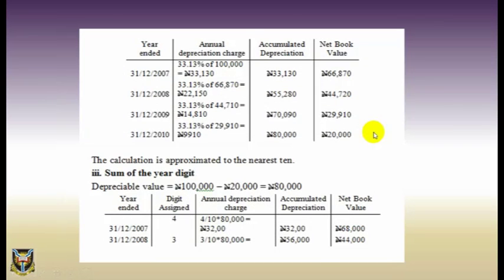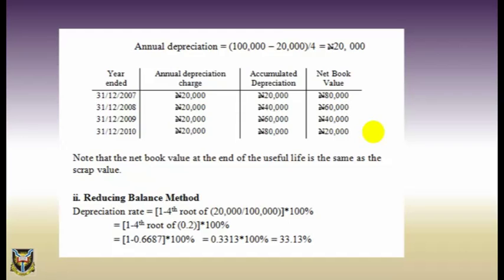31/12/2010. Annual depreciation charge 20,000. Accumulated depreciation 80,000. Net book value 20,000. Note that the net book value at the end of the useful life is the same as the scrap value.